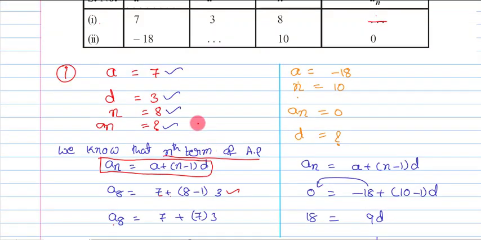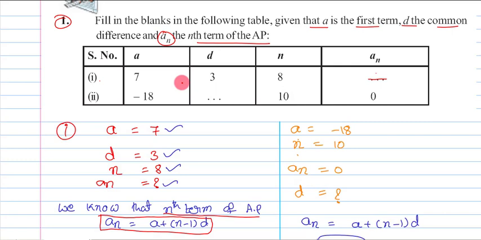In the same manner, if you observe the second question of the first bit, they mention the first term as 18, n as 10, and the nth term value as 0. Then we need to find the common difference. We know the first term a is 18, n is 10, and an is 0. That means the 10th term is equal to 0, and we need to find the common difference.